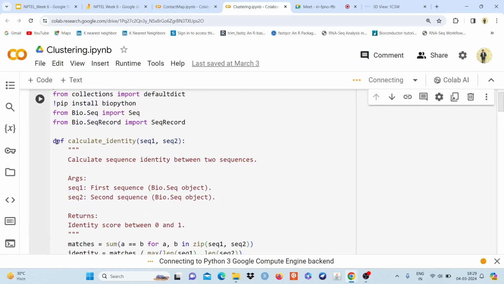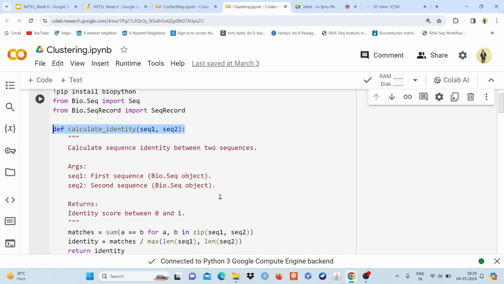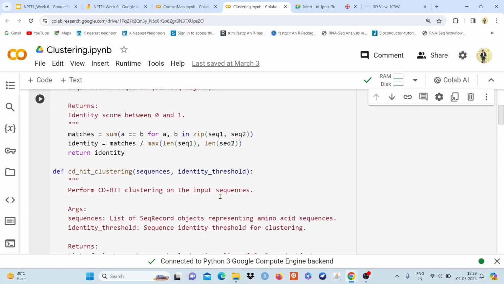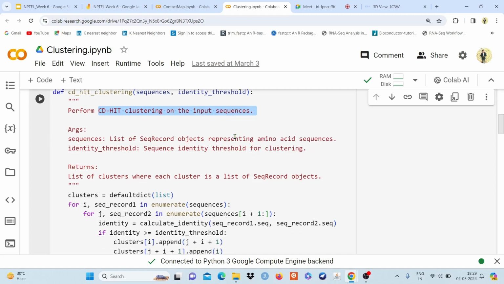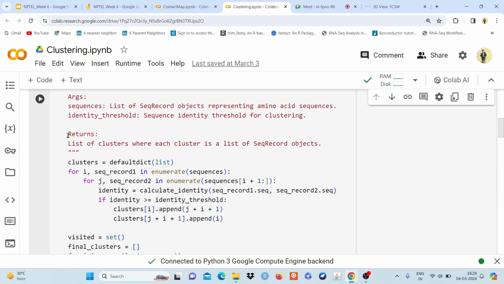Then, first I defined a function to calculate the identity of two sequences, that is pairwise alignment, and to get the identity score. Then I was using CD-HIT clustering, so basic clustering I'm doing here. The output of this function will be a list of clusters where each cluster is a list of sequence records itself.